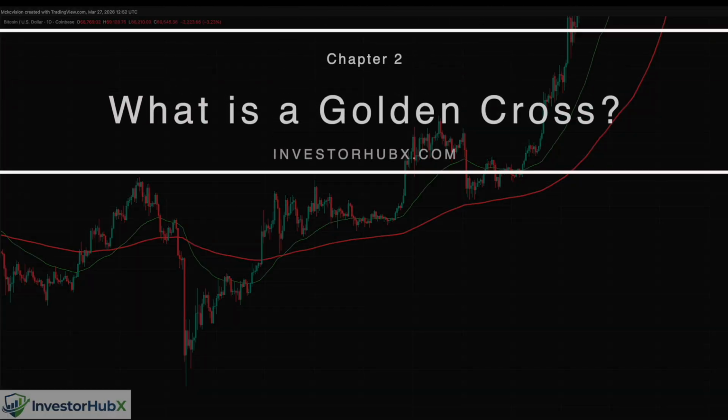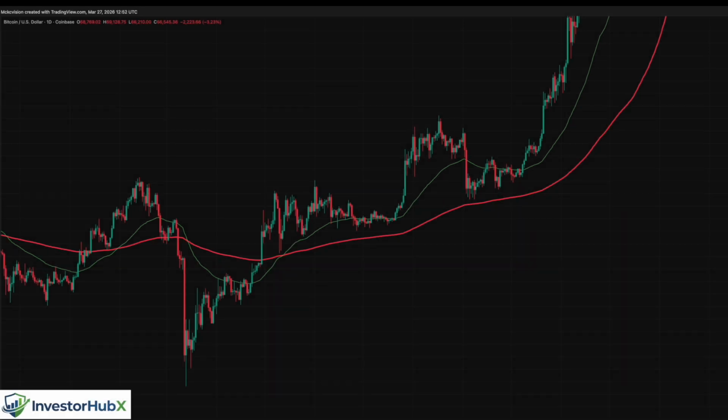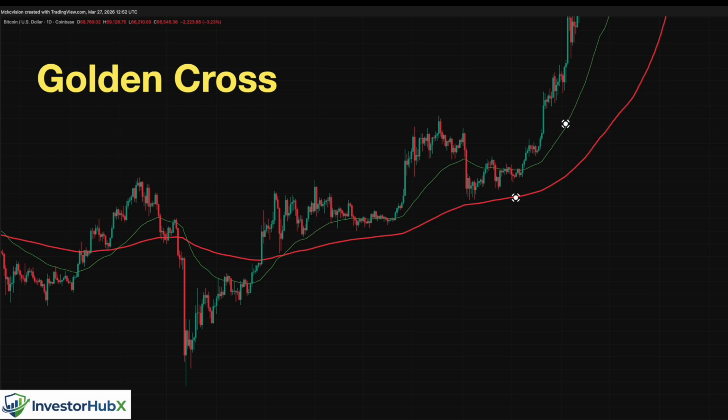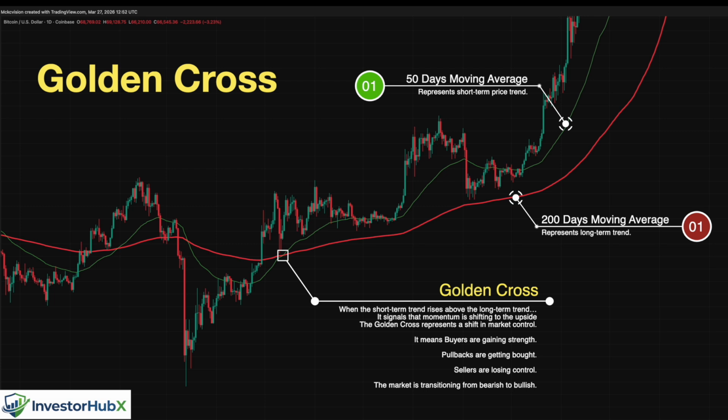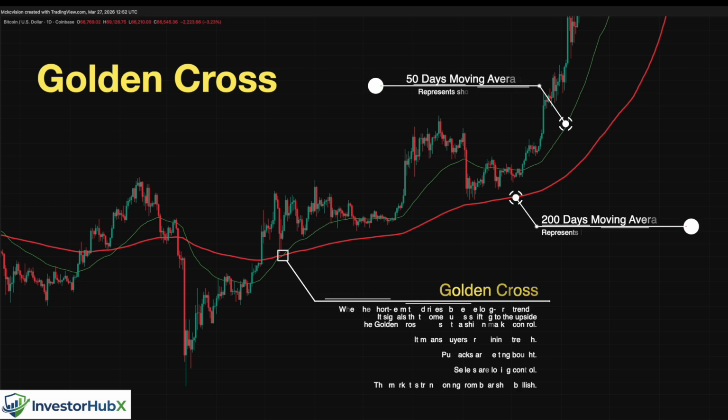The Golden Cross is also one of the most well-known indicators in trading. It happens when the 50-day moving average crosses above the 200-day moving average. When the short-term trend rises above the long-term trend, it signals that momentum is shifting to the upside. The Golden Cross represents a shift in market control. It means buyers are gaining strength, pullbacks are getting bought, sellers are losing control. The market is transitioning from bearish to bullish.